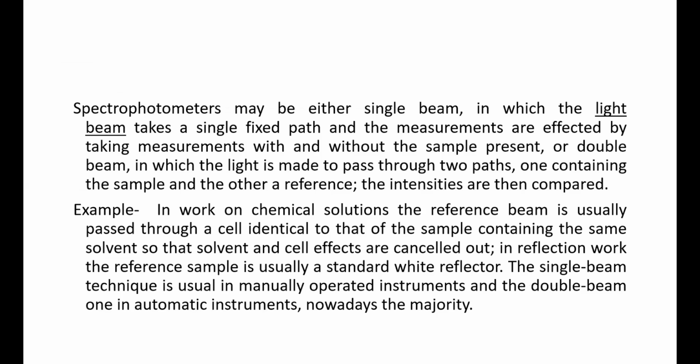Now, when I say a spectrophotometer, it can be of two types. Either single beam, in which the light beam takes a single fixed path and measurements are taken with and without the sample present. That is like in the colorimeter. So you initially put a cuvette filled with distilled water, check the absorbance, bring it to zero, remove it, and then you keep the sample. Right, so here you have only one path of light.